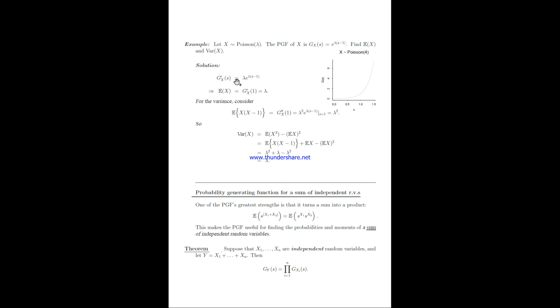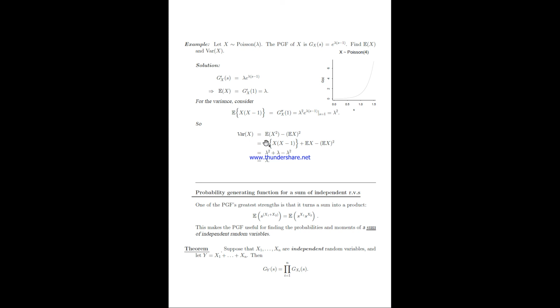This is the first derivative. When you take the second derivative, you get lambda squared into e to the power lambda (s minus 1). Now we substitute 1 here. You get lambda squared, because this term becomes e to the power 0, which is equal to 1. So this is lambda to the power 2.